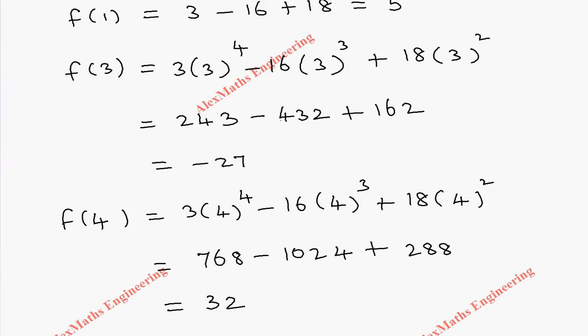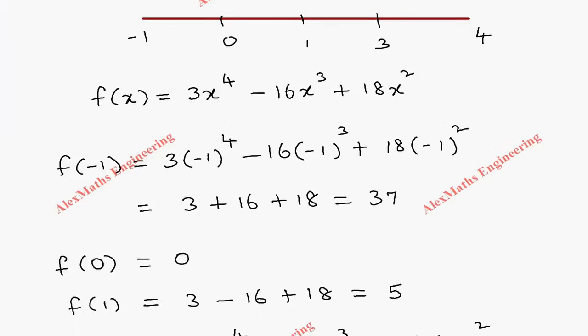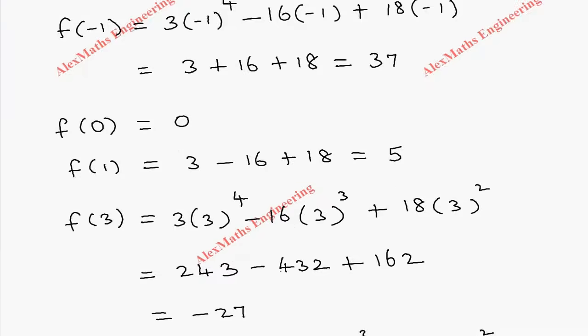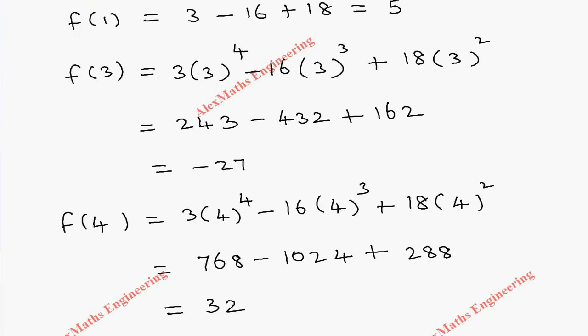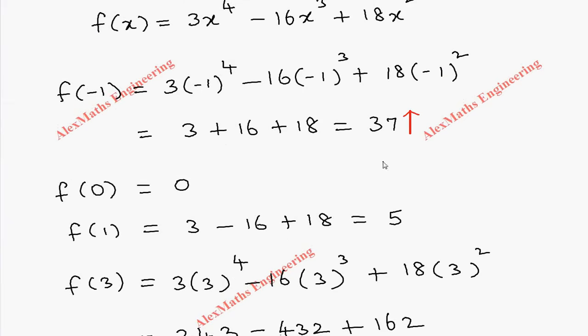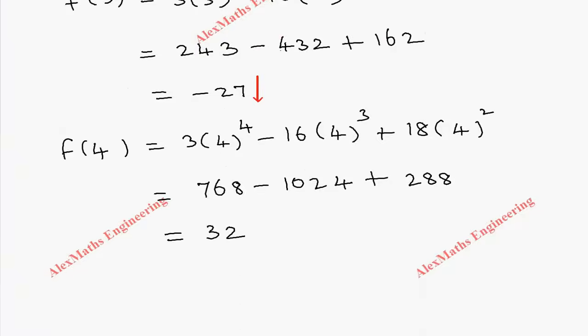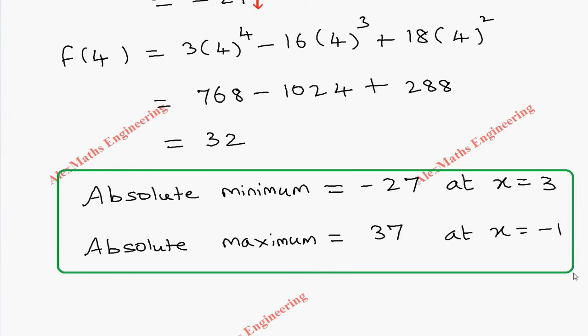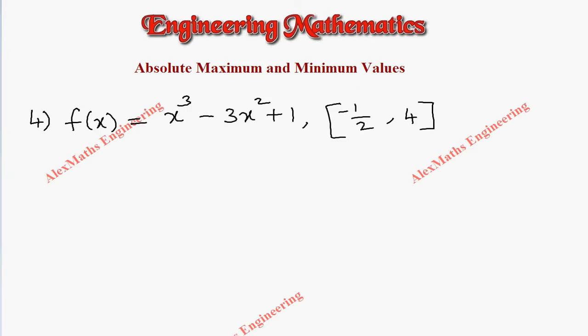Finally 32. Among all these values, we have to see which is minimum. So first we got 37, then 0, then minus 27. So we find this minus 27 is the minimum among the other values, and the maximum is 37. So let's conclude. Absolute minimum equal to minus 27 at x equal to 3 and absolute maximum equal to 37 at x equal to minus 1.